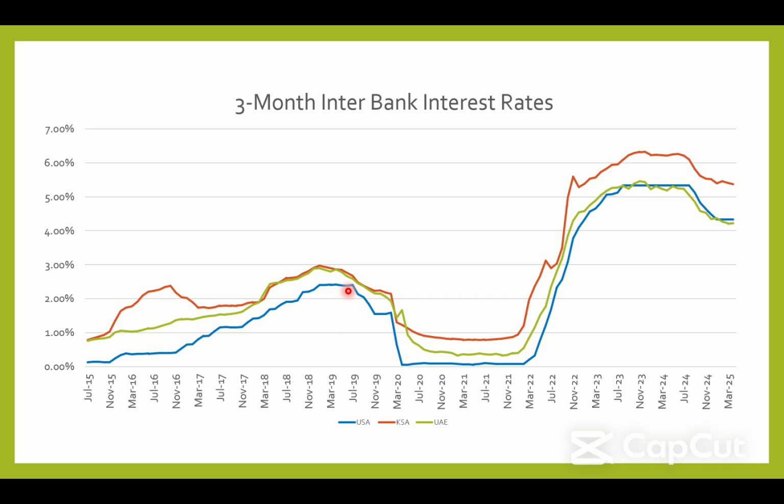Then came 2020 and COVID-19. When the pandemic hit, the US economy basically froze. Businesses shut down, people lost jobs, and the government needed to act fast to stop a deep recession. So the Federal Reserve slashed interest rates to near zero, almost 0%, to make borrowing cheaper and to help boost spending and investment. The UAE and Saudi Arabia did the same thing. When the pandemic hit, they had to cut interest rates to zero or close to 0%.